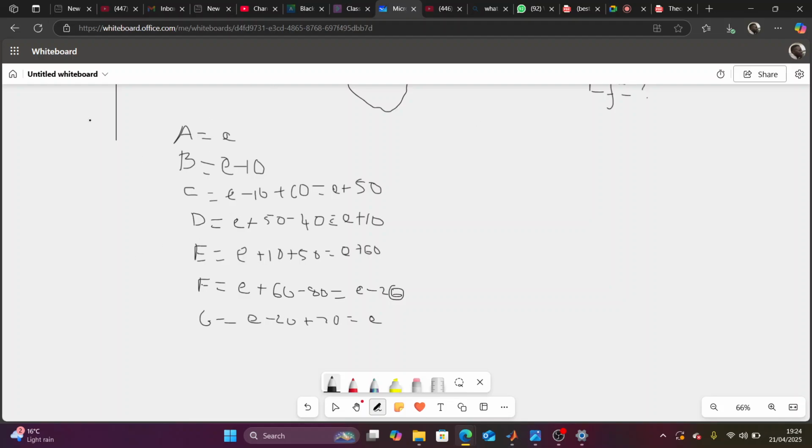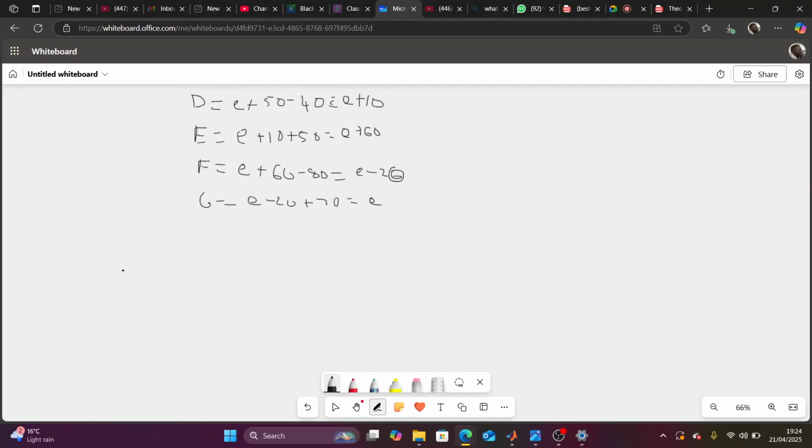Okay, what is next? The aim is to find EF. So how do you find EF in this category? The way we find EF is basically E maximum minus E minimum. Now, it is E max minus E min. Okay, what is E max?